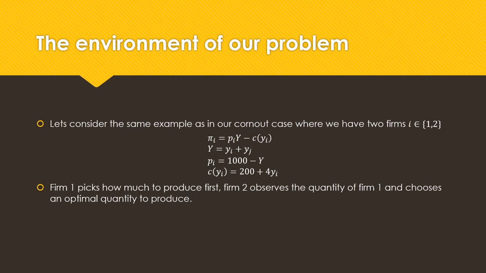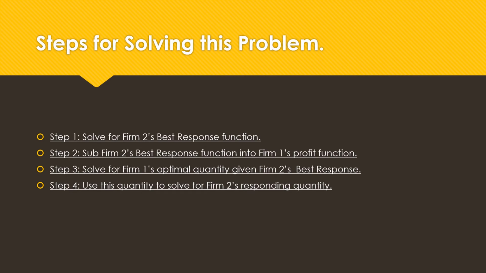So let's consider the same example that we had in our Cornell case, where we have two firms, Farmer Jim and Farmer Brown, with symmetric profit functions and demand curves as follows. Firm 1 picks how much to produce first, and firm 2 observes the quantity of firm 1 and chooses an optimal quantity to produce. So there are 4 steps for solving these sorts of problems.